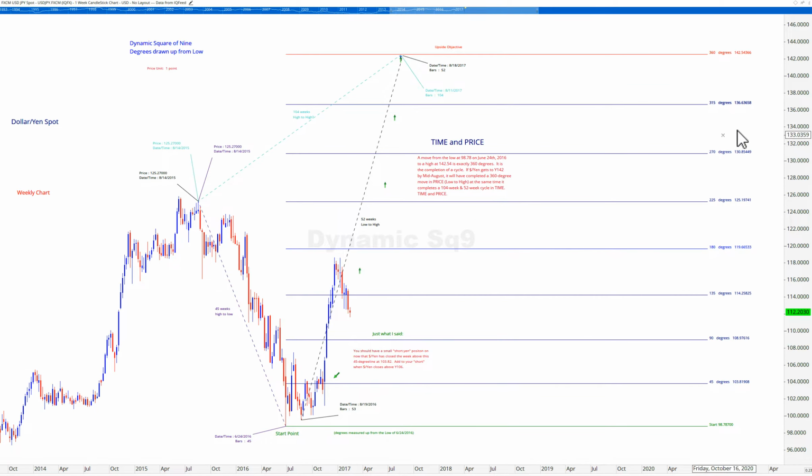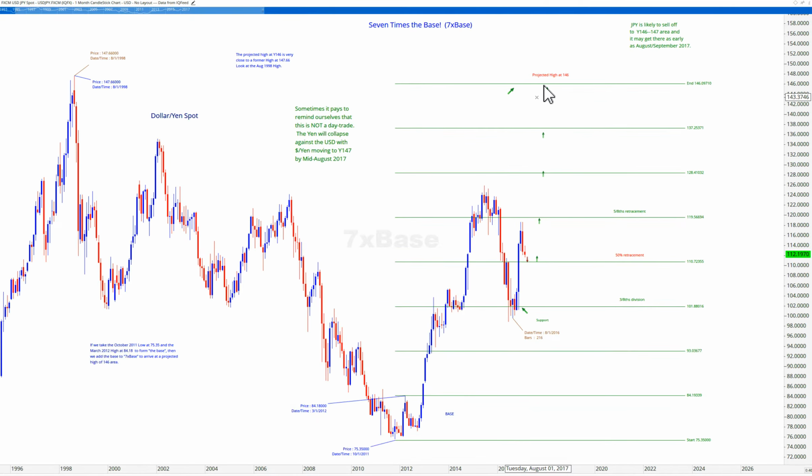How high will you go? You could go to 142. That's an upside objective on the square of 9, measuring degrees up from the low. 360 degrees, it's a good target. Or you could go even higher. 146 would be a target using 7 times the base. That's a major upside target.